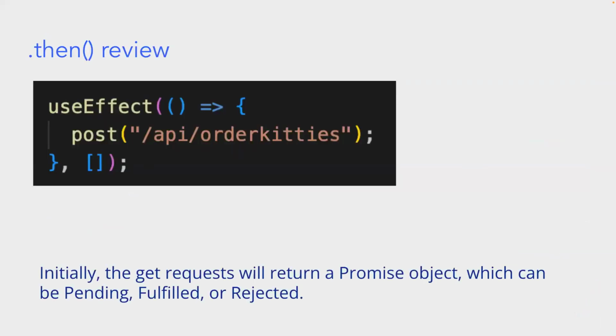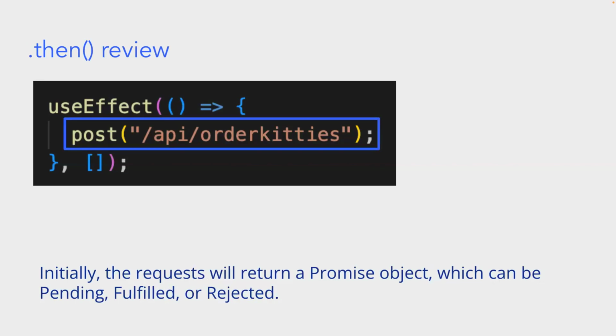So I'm going to review the .then. Let's say that upon the first load of the web page, I want to place an order of cats. So here there is useEffect with an empty dependency array, meaning this is the function that we're calling upon the very first load. And I'm going to make this post request, /api/order kitties, to order me some cats. So initially, this post request is going to be a promise object. It can have three statuses. It could be pending, it could be fulfilled, it could be rejected. Right now, we just have no idea.